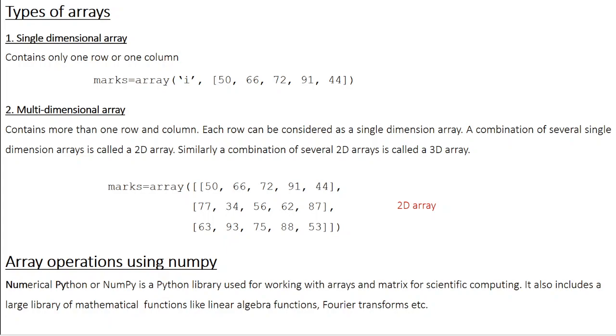Now so far we have discussed how to process arrays using the array module. Now there is a specific module called Numerical Python or NumPy, which is designed for working with arrays and matrices for scientific computing. The advantage with the NumPy module is that it contains a large library of mathematical functions like linear algebra functions, Fourier transform, etc., which will be very handy while dealing with arrays of large numbers. Okay.